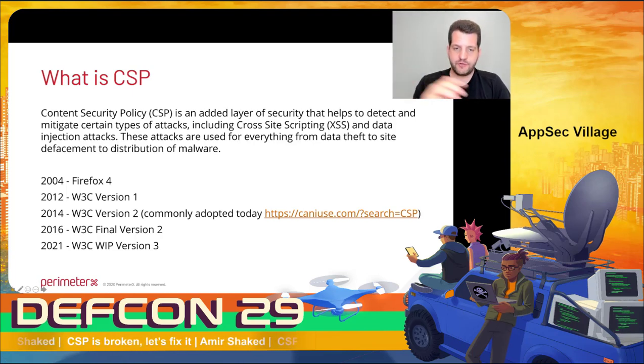The standard itself, originally named content restrictions, actually, was proposed back in 2004 by Robert Hansen, and it was first implemented in Firefox 4, actually. Later on, the first W3C draft became public in 2012, with the latest version 2, which is the most common one used today in practice. We had the final version in 2016. And version 3, which adds a lot of additional layers, but again, sadly not enough, is still in draft mode and still open for comments.